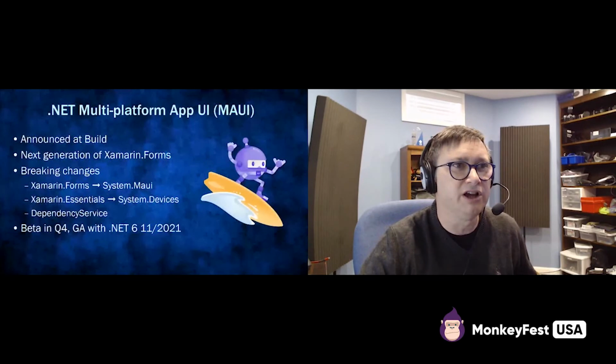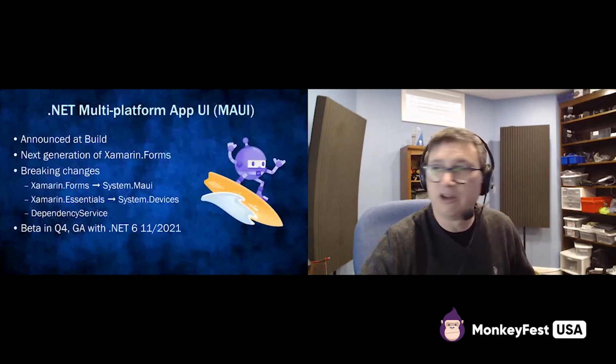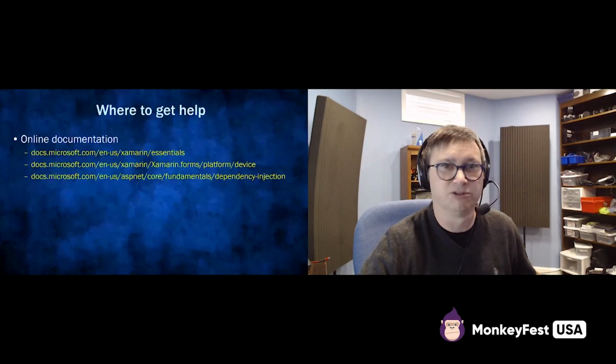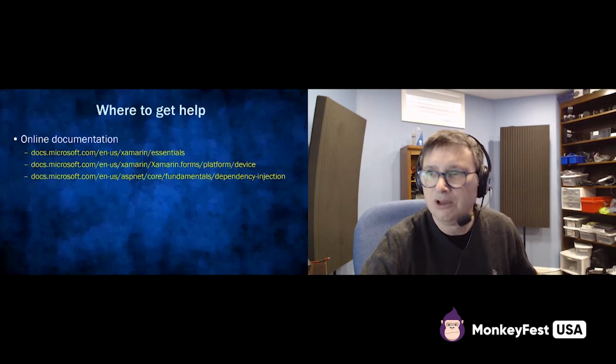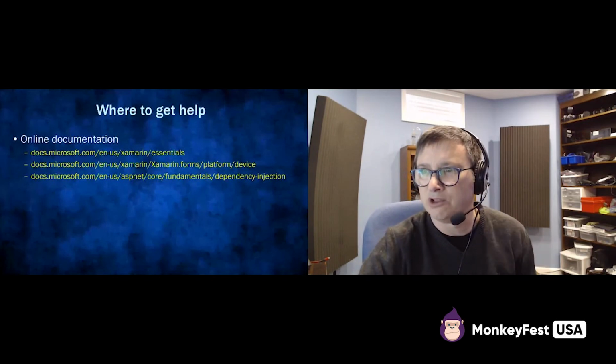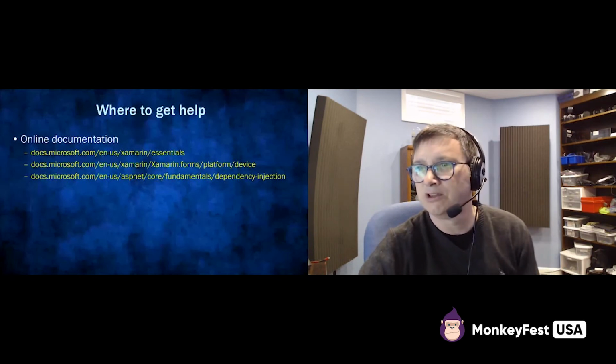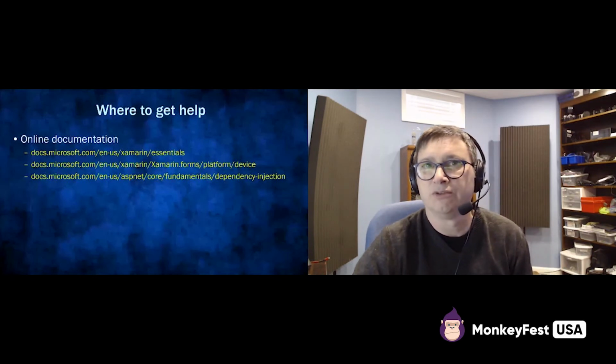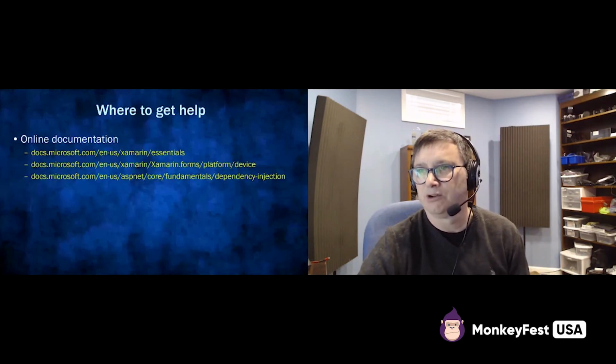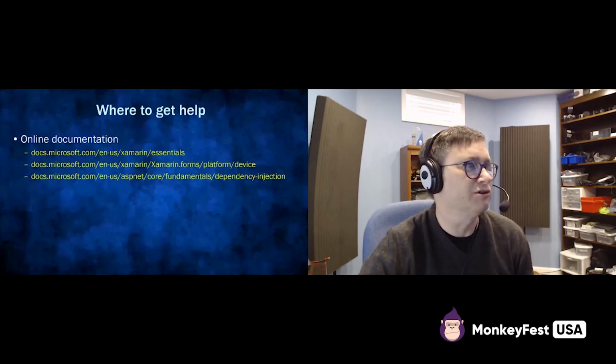So where would you get help? The online documentation is really good. Microsoft has spent a lot of resources in the last couple of years, and their documentation is so much better, so much more consistent. So Essentials is in Xamarin Essentials. The device class is in Xamarin.Forms/platform/device. And the Microsoft dependency injection is in ASP.NET Core, Fundamentals, Dependency Injection.